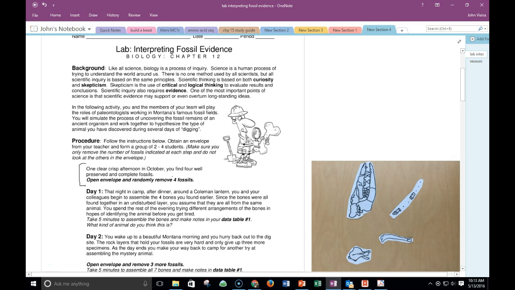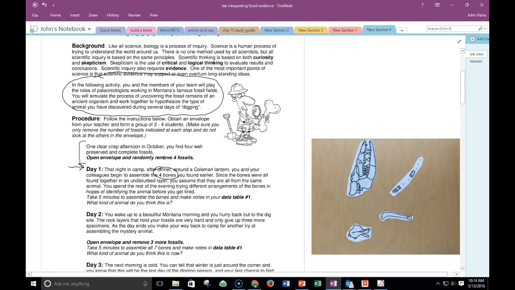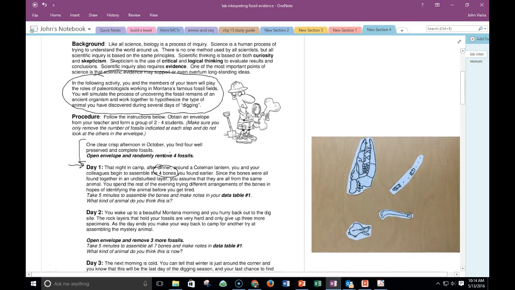One crisp afternoon in October, you'll find 4 well-preserved fossils and complete fossils. You are a paleontologist in the famous Montana fossil field. And so in day 1, right? Day 1 right here. That night in camp after dinner around a Coleman lantern, you and your colleagues begin to assemble the 4 bones that you found earlier. Since the bones were all found together in an undisturbed layer, you assume that they're all from the same animal. You spend the rest of the evening trying different arrangements of the bones in hopes of identifying the animal before you get tired. So here's the instructions.